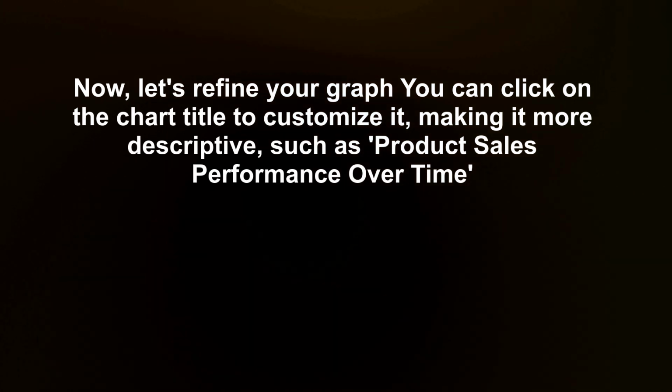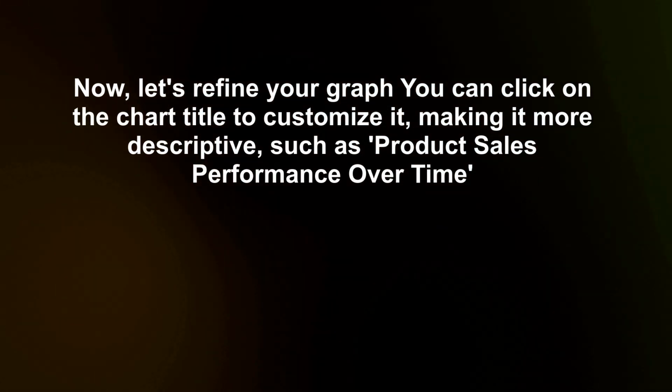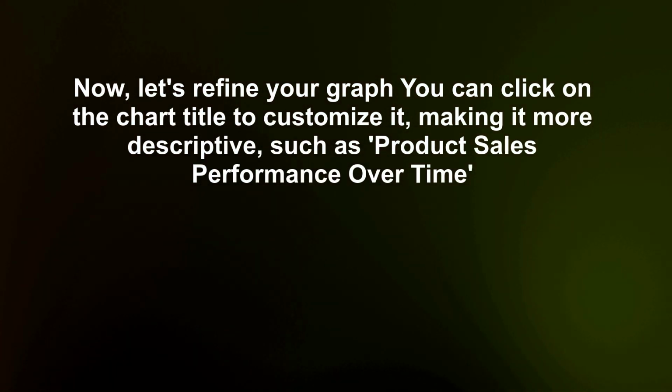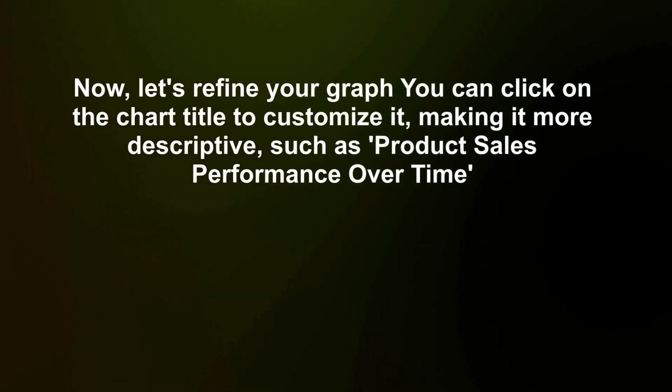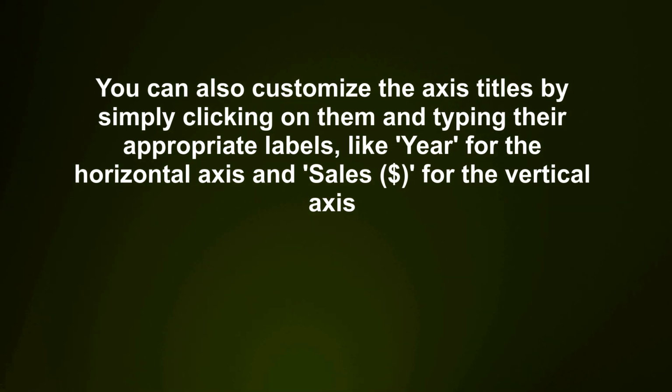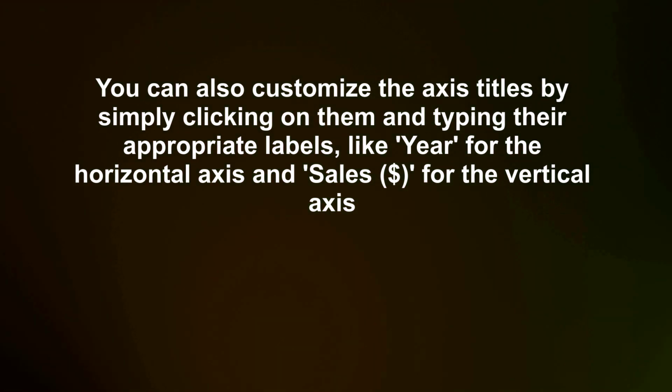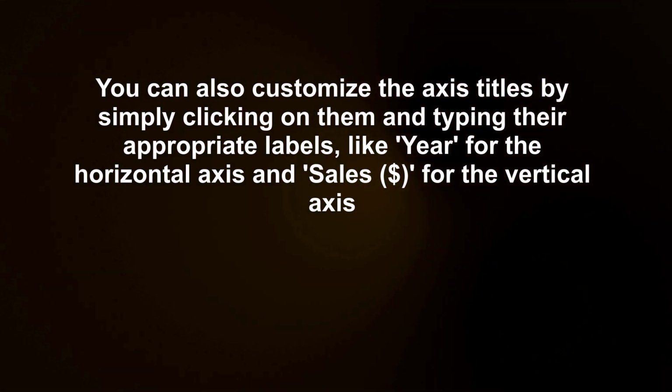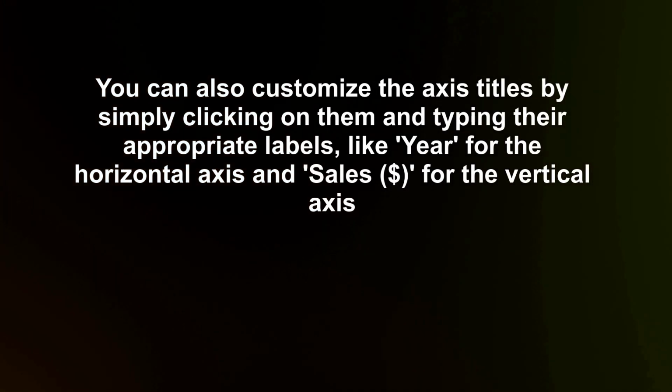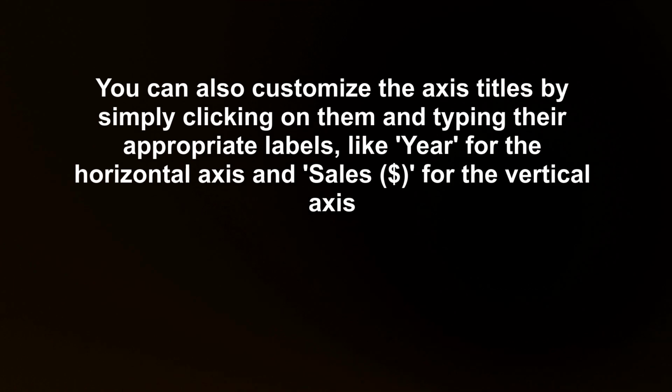Now, let's refine your graph. You can click on the chart title to customize it, making it more descriptive, such as product sales performance over time. You can also customize the axis titles by simply clicking on them and typing their appropriate labels, like year for the horizontal axis and sales dollar for the vertical axis.